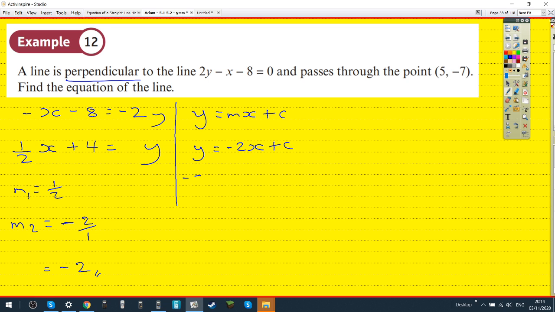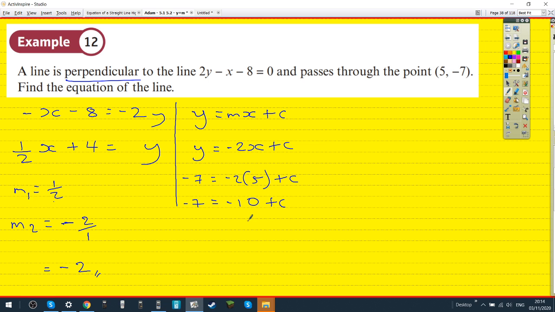Yes. You can sub x and y into this equation to get C, but not into the original one. So it'd be minus 7, and you substitute x as well. So it'd be minus 7 equals minus 2, brackets, 5, close brackets, plus C. And don't forget your equal sign. Then we do minus 2 multiplied by 5, which would give you minus 10. So minus 7 equals minus 10 plus C.